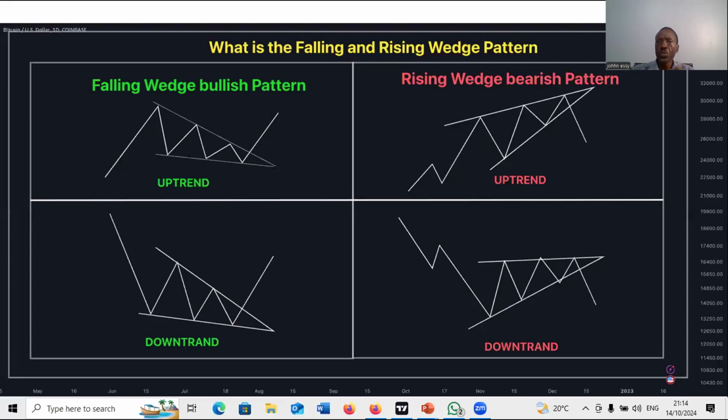Now, in crypto, what we will mainly look at, which are going to be beneficial to us, are these two. If you get a falling wedge on a downtrend, this will give you a reversal and you can trade that. If you get the other one, sorry, a falling wedge on an uptrend, it will be a continuation. So these two will be bullish wedge patterns.